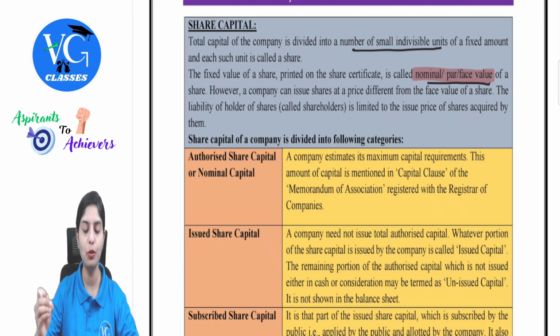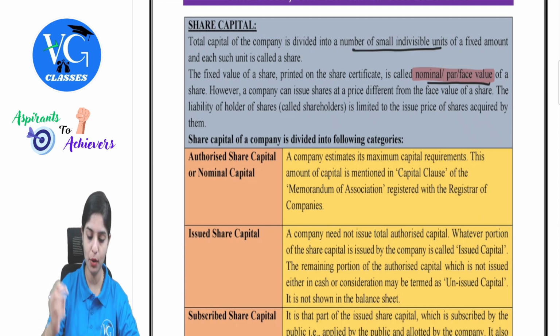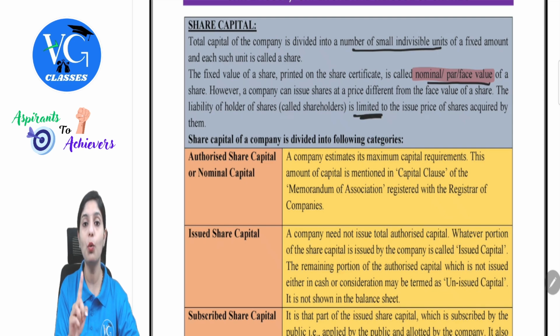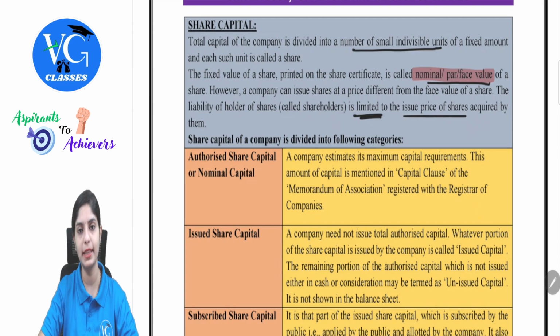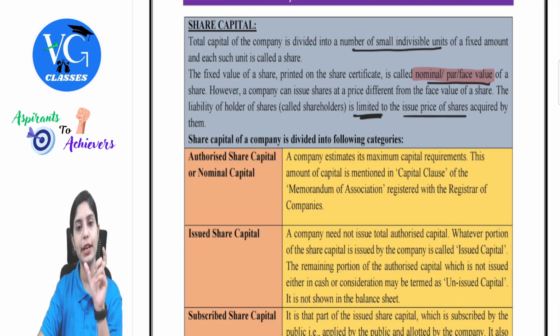The liability of a holder of share, who is called as the shareholder, is limited. To what extent? Only to the issue price of shares acquired by them. So here they are not talking about the face value or nominal value. They are restricting the limited liability of the shareholder towards the issue price. So the liability will only be limited to this extent and nothing beyond the issue price.